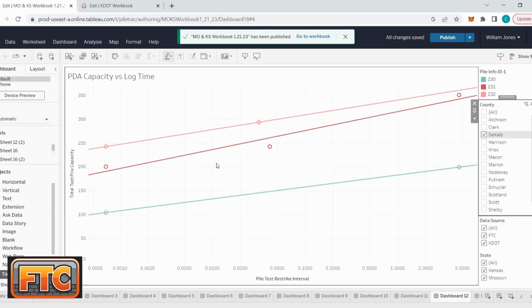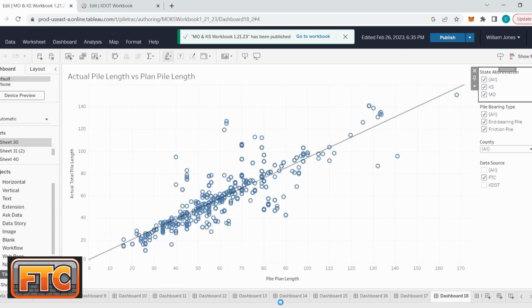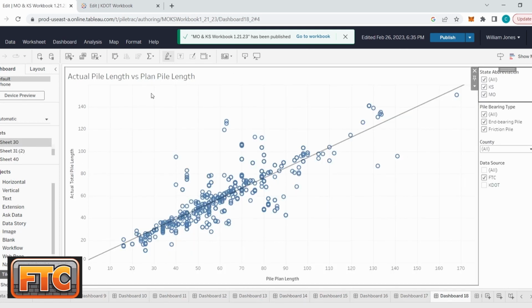So if you have a pretty good handle on what your initial capacity is, and after one or more log cycles, which would be less than a week, you could calculate what your capacity would be after that waiting period. It's an opportunity to get an idea of, perhaps you could set a lower initial target capacity and confirm that you have it by PDA, and with a large enough data set, get to a high degree of confidence that what the future capacity is likely to be after a certain waiting period. Then we have pile depth versus bedrock depth, average pile length versus plan length with our best fit line.